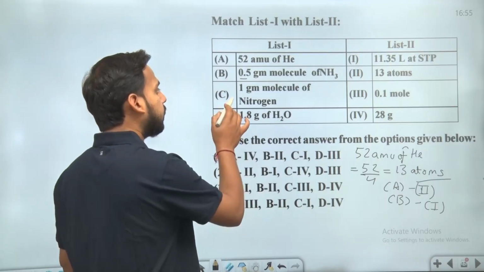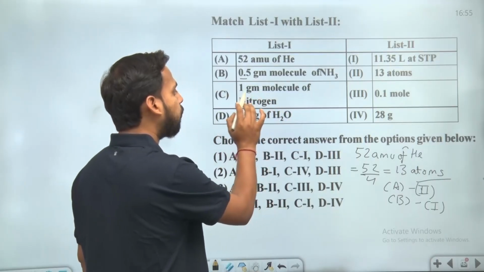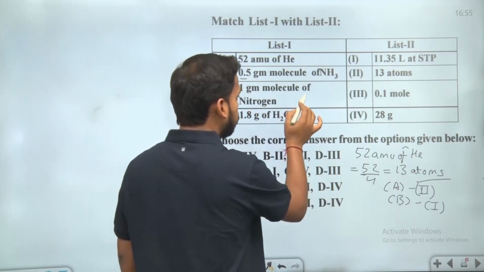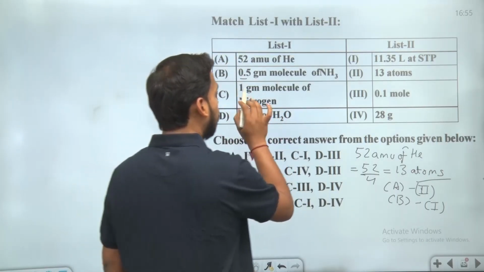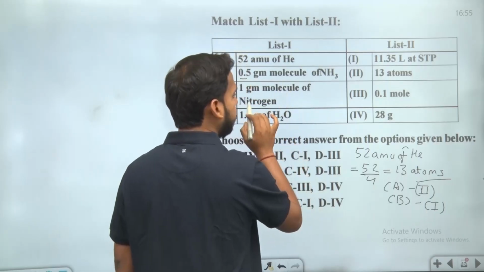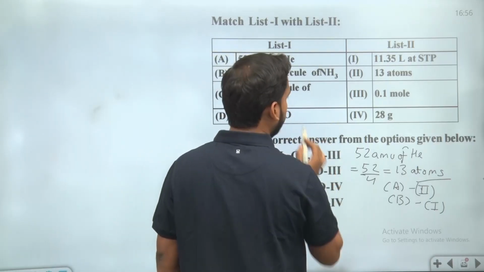And for the C part, it is 1 gram molecule of nitrogen. For a single atom, it is 14 grams. For the molecule, it will be 28 grams. So the C will match with the fourth.